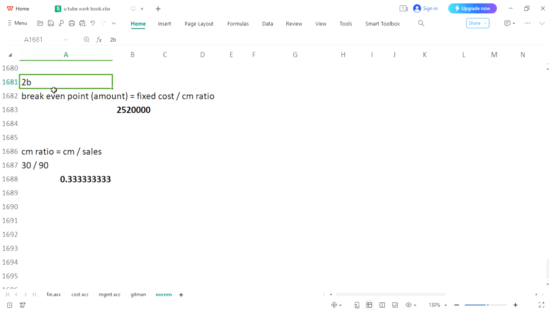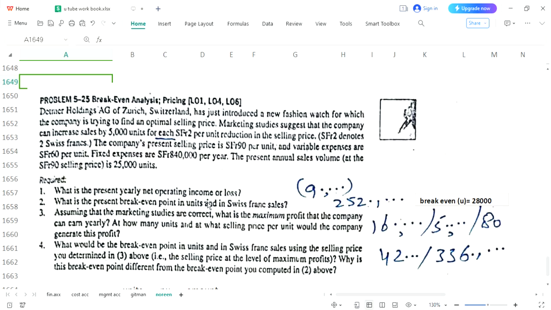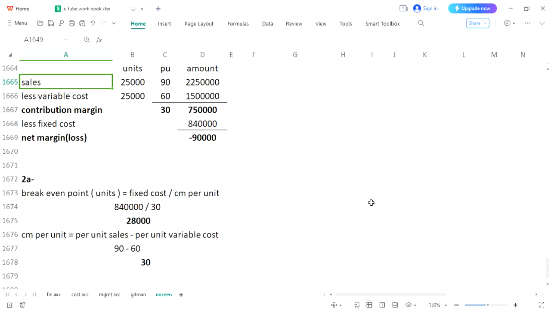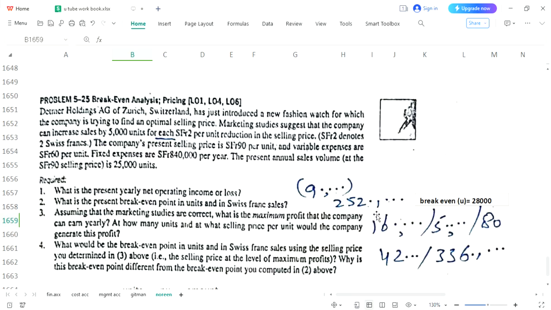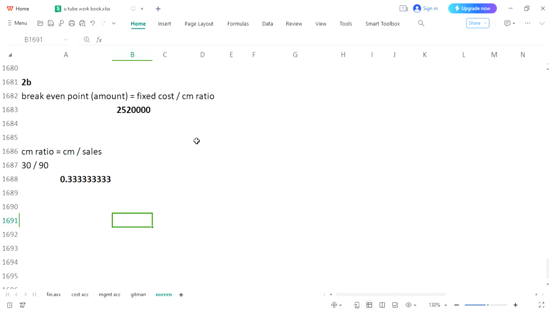So 2B part has also been solved, and in second part there were 2 points: break even unit and break even sales. Break even unit 28,000, as you can see we have calculated over here, and then break even in terms of sale 25 lakh 20,000. 2B is calculated.